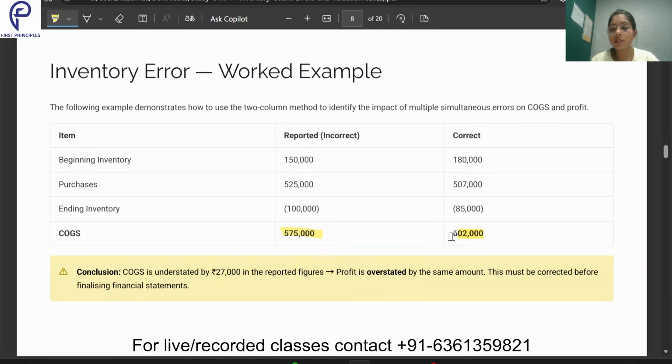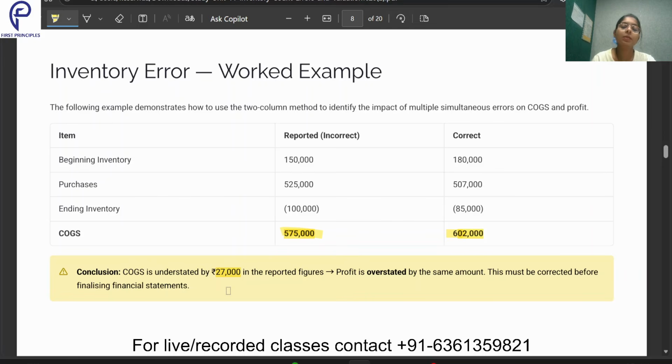Now if the COGS is understated, as you can see, this is the incorrect one which has been reported. So when I compare my incorrect COGS to the correct COGS, COGS meaning cost of goods sold, how much is it lower? It is lower by 27,000. So my COGS is understated by 27,000.